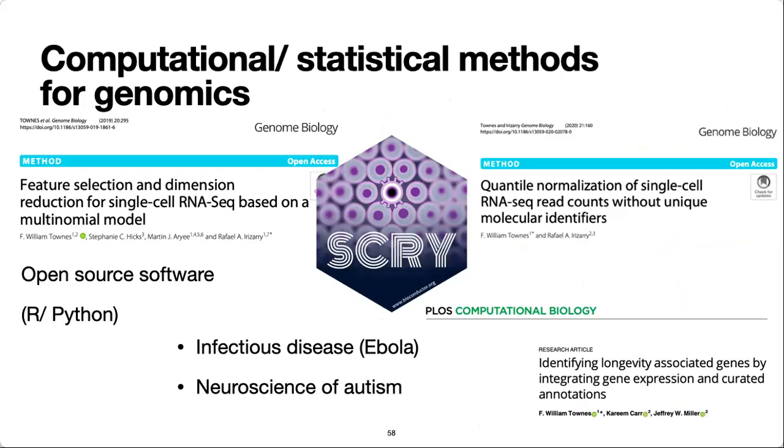But just to give a flavor of some of the other projects that I worked on over the years, I've been heavily involved in methods development for single-cell RNA-seq, feature selection, dimension reduction, quantile normalization. Very passionate about open source software, in the form of R packages and Python packages. So you can check out some of those that are all publicly available.